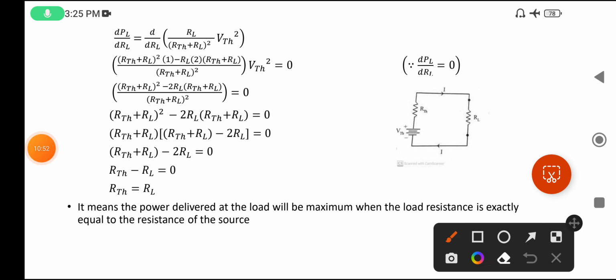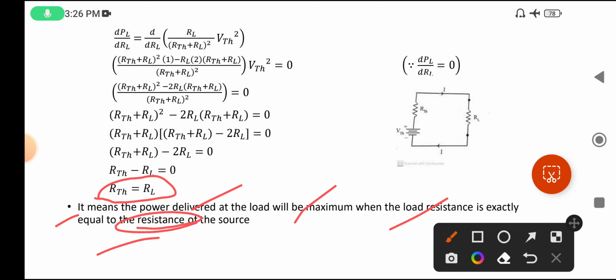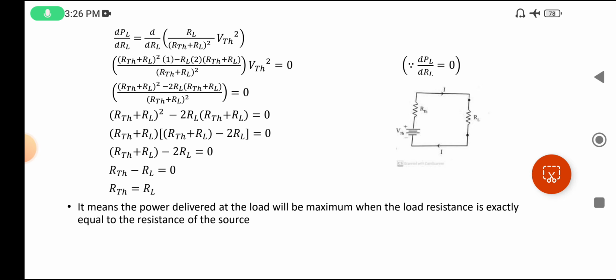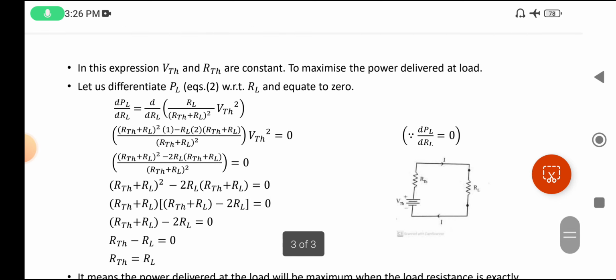So what I said is, in the above we assumed power is maximum. Generally, power is maximum when Thevenin's resistance is equal to load resistance, only then is power maximum. So it means the power delivered at the load will be maximum when the load resistance is exactly equal to the Thevenin's resistance. This is the statement of the theorem, and we proved it like this.